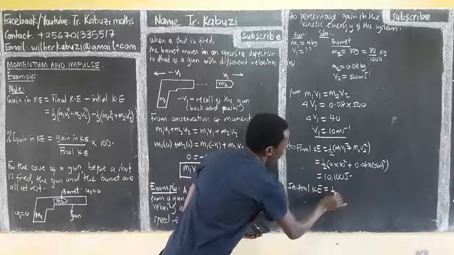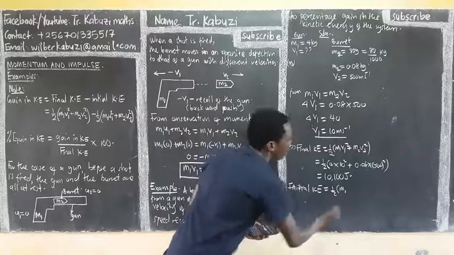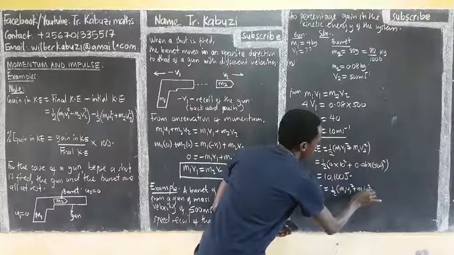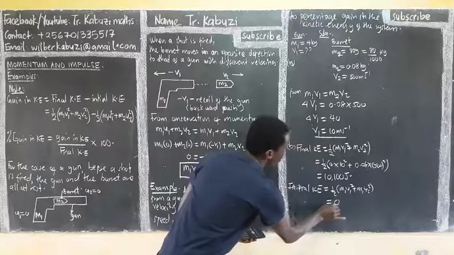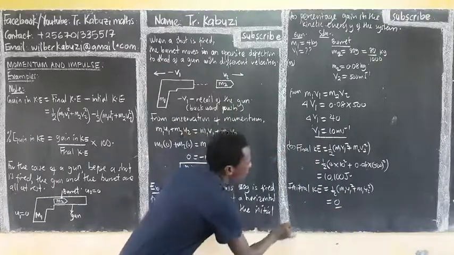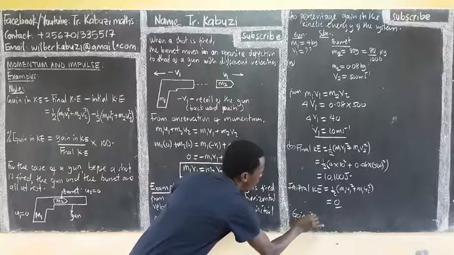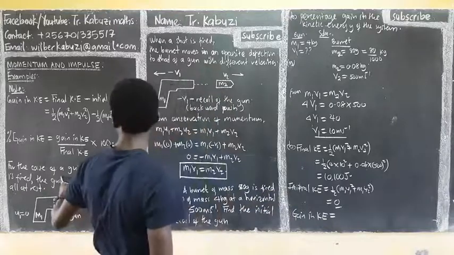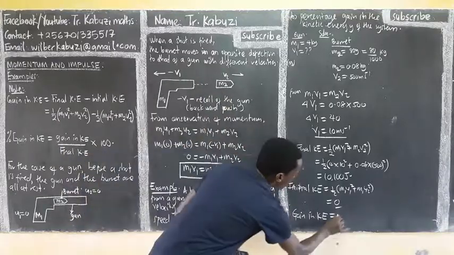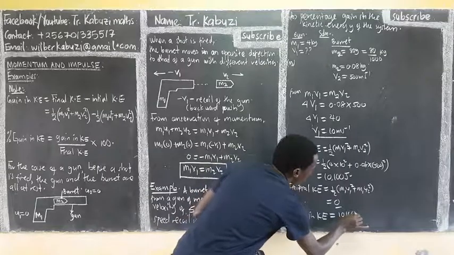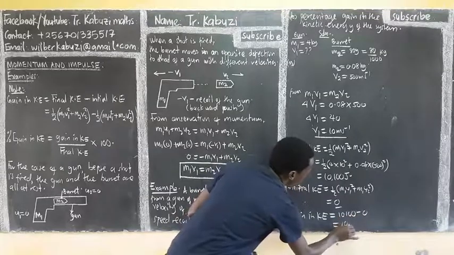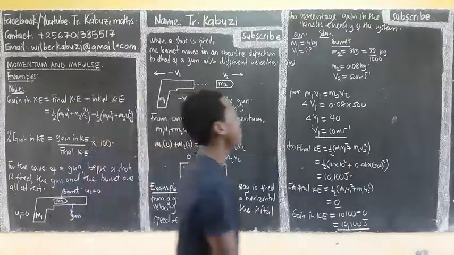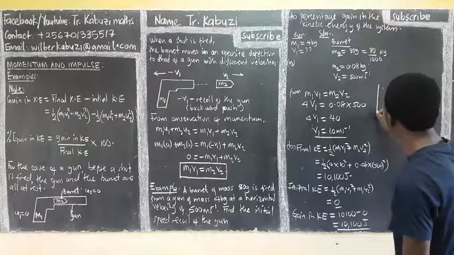Then the initial KE is going to be a half M1 U1 squared plus M2 U2 squared, and this one is going to give us 0. So now our gain in KE is going to be the final minus the initial. So 1,000 minus 0, which will be 1,000 joules, because at the start it never had any energy. So that's the idea in simple terms.